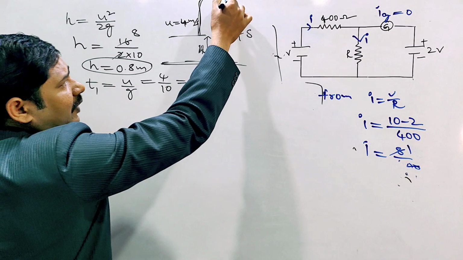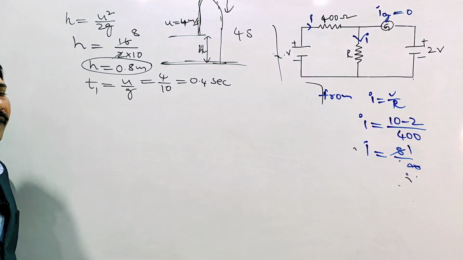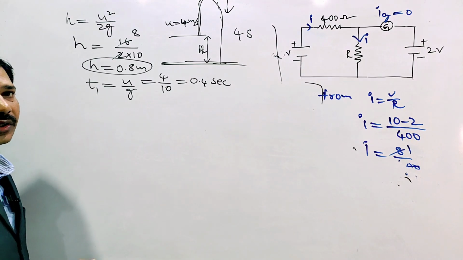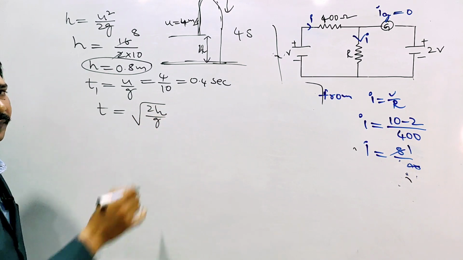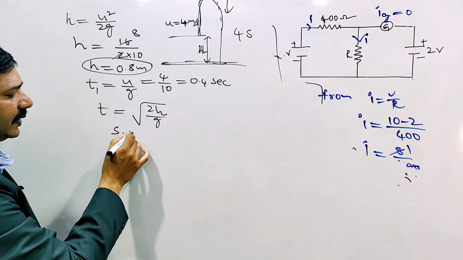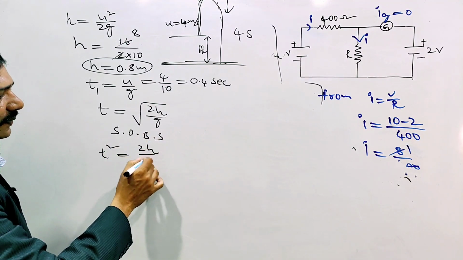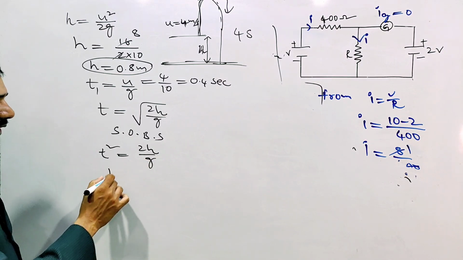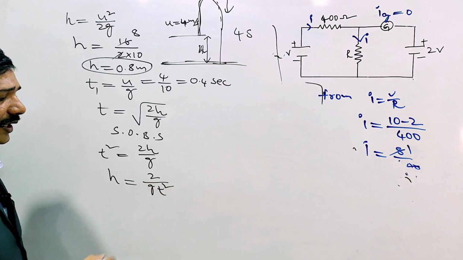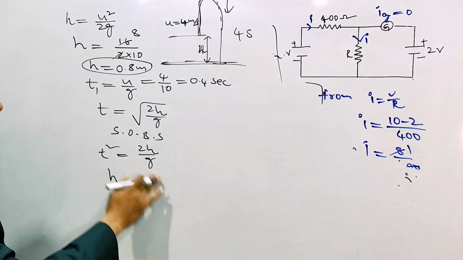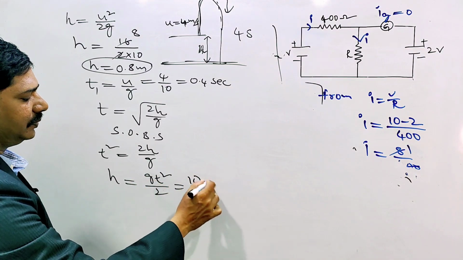Now from the maximum height the body is falling like a freely falling body. For a freely falling body, what is the time formula? T equal to under root 2h by g. Squaring on both sides, what happens? T square is equal to 2h by g. We need to find the h value. H equal to g t square by 2.